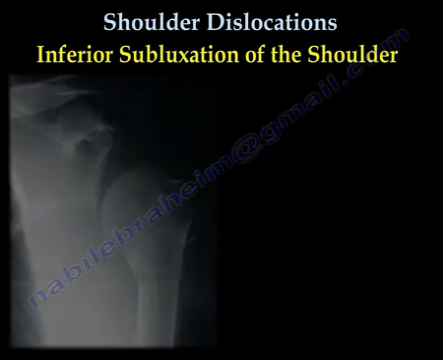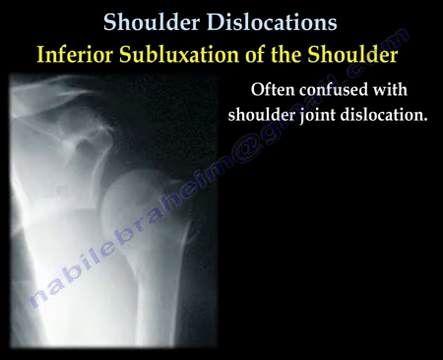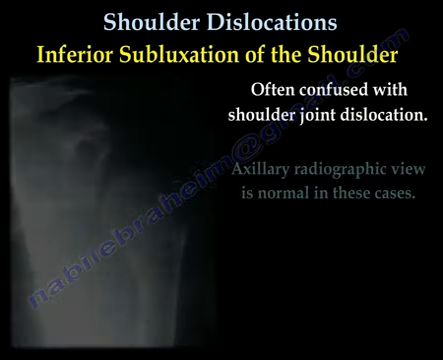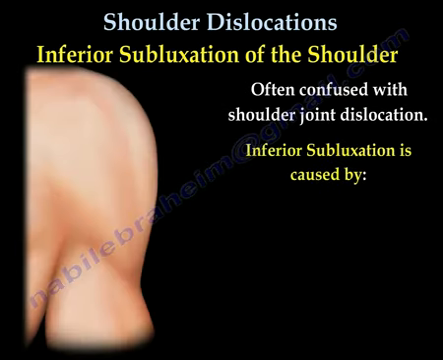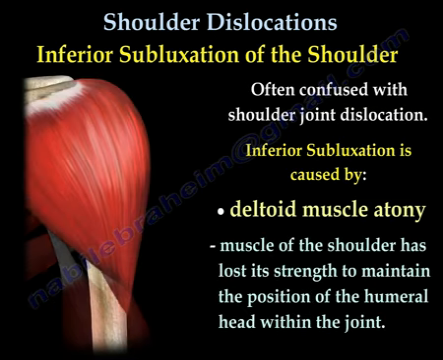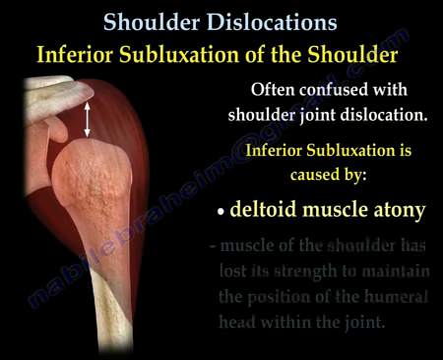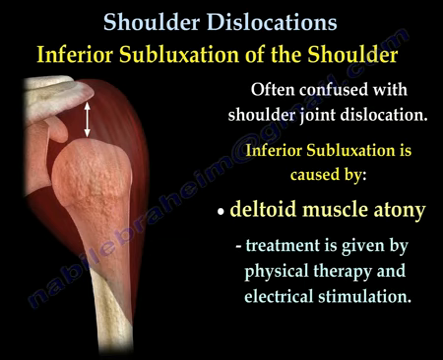Inferior subluxation of the shoulder is often confused with shoulder joint dislocation. Axillary radiograph views are normal in these patients. That inferior subluxation of the shoulder is usually caused by deltoid muscle atony, weakness of the deltoid muscle. And the treatment is usually physiotherapy, electric stimulation.